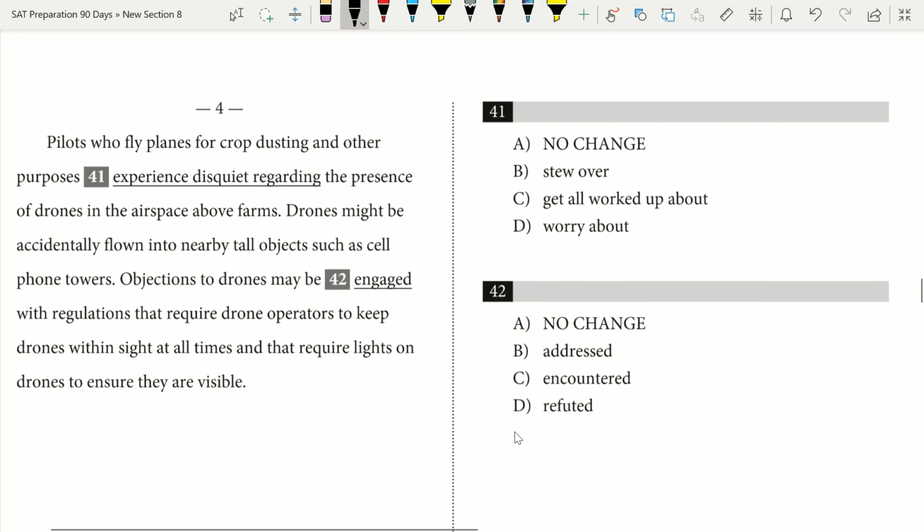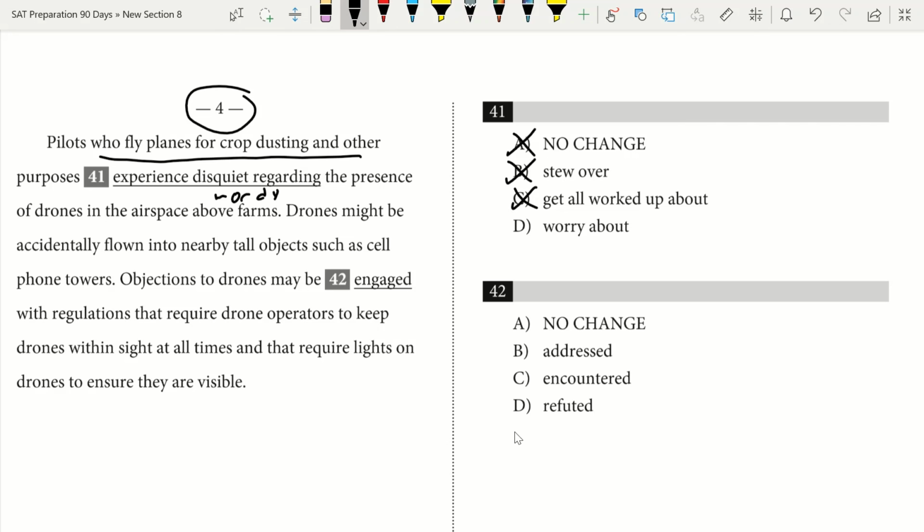All right, now I got to remember, I still got to place that sentence that talks about the disadvantages or the safety hazards of those drones. So keep that in mind still. So we have pilots who fly planes for crop dusting and other purposes experience disquiet regarding, okay, that's too wordy. So I know I'm switching that. Stew over, that's too casual or slang, I don't like that either. C, get all worked up about, once again, casual and wordy. And then D, worry about, that fits our tone the most, it's also the most concise, so D would be our answer for 41.